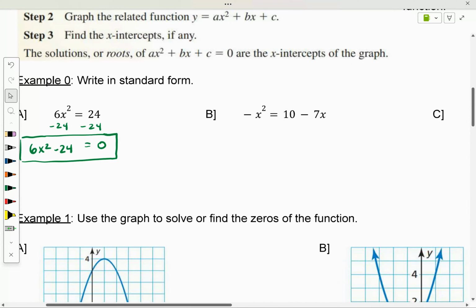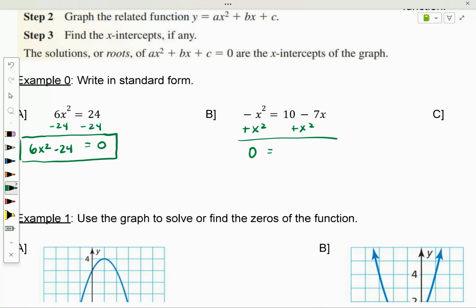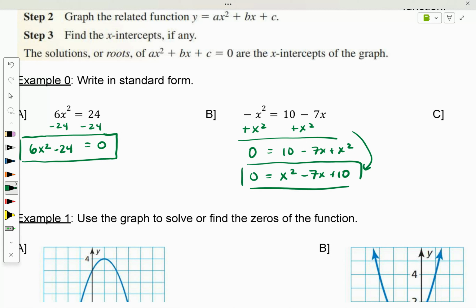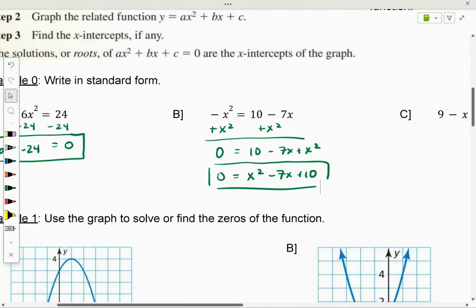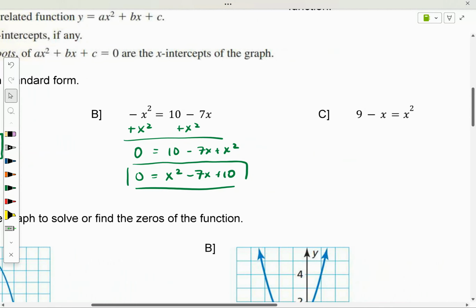All right, the next one here. There's two ways you could do it. The easier one for me is to just add x squared to both sides. On the left side, we'll get 0. I've had some students just write it like this. That's fine, but make sure you put it back in standard form. So you want your x squared first, then minus 7x, and then plus 10. But you could jump from here to here. You don't have to write that middle step. All right, so that one's done in standard form. Notice x squared, then x, and then your constant.